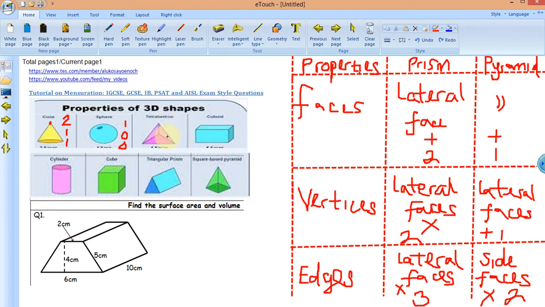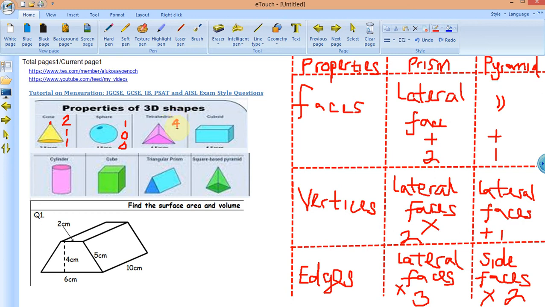Side faces, the lateral faces. This is a triangle, so we have three lateral faces. So lateral faces plus one will give us the number of faces. So 1, 2, 3 plus 1, that is 4. Number of faces is 4.